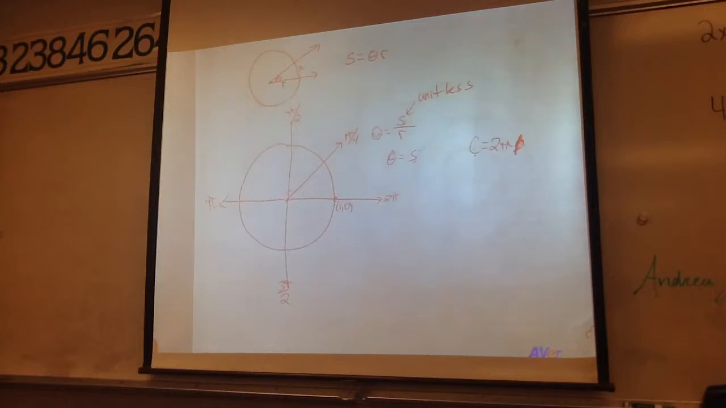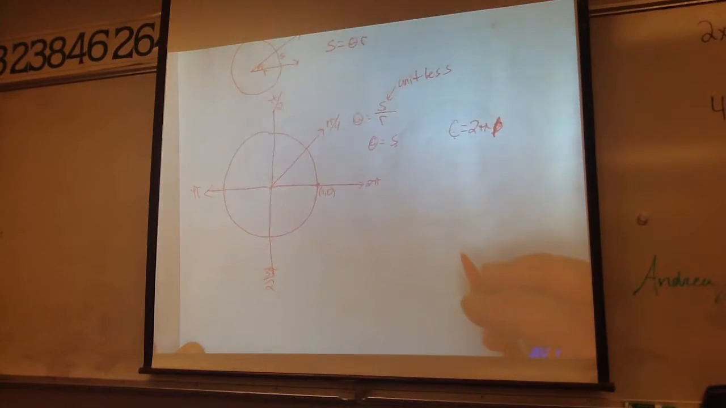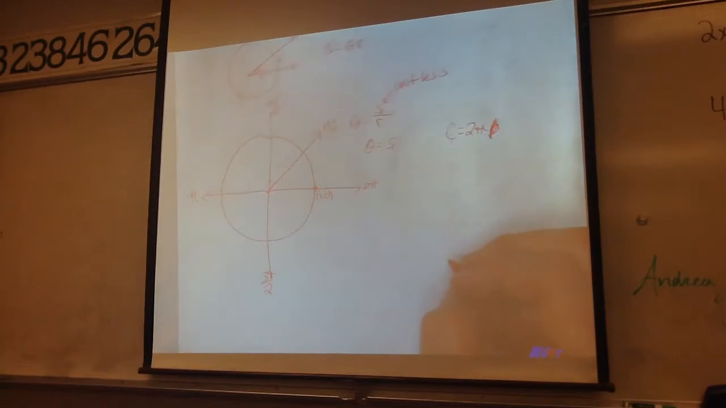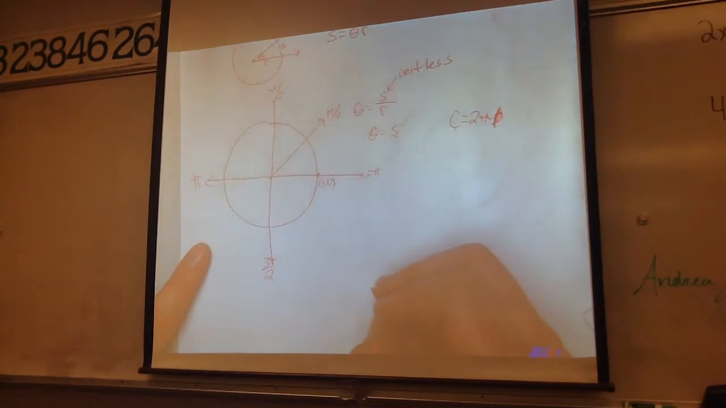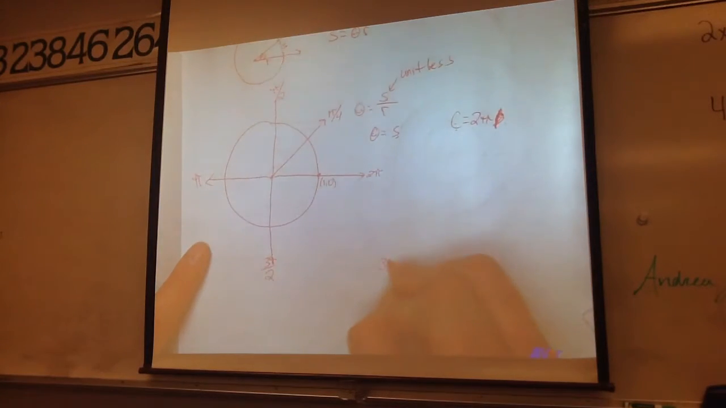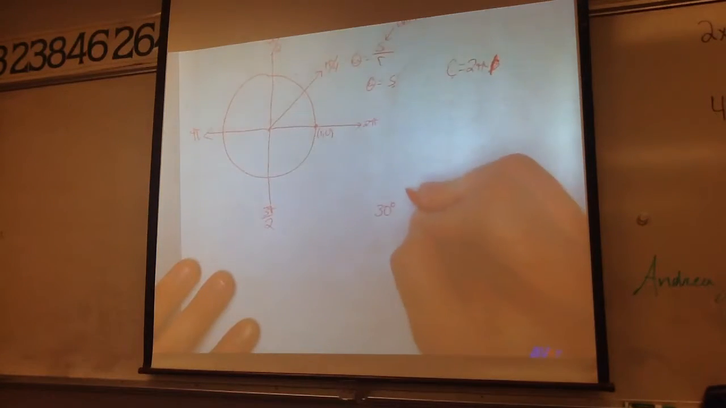So to convert from radians to degrees and degrees to radians, all you do is multiply by either pi over 180 or 180 over pi, depending on which way you're going. Pi is 180. Give me an angle between 0 and 360. Say a 30-degree angle. If I want to convert that to radians, I multiply by pi over 180, right?